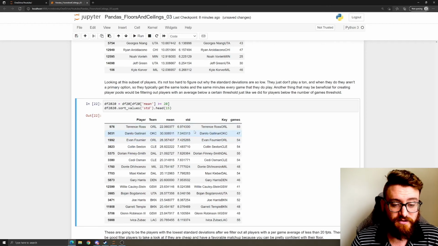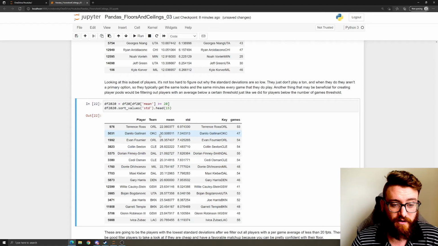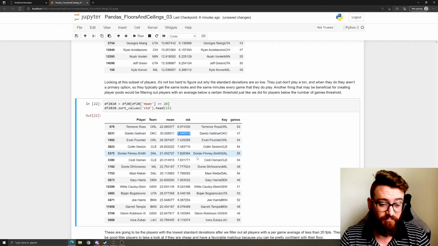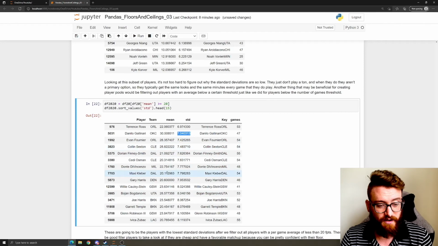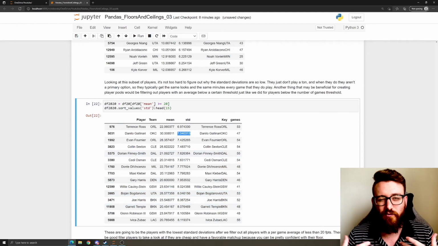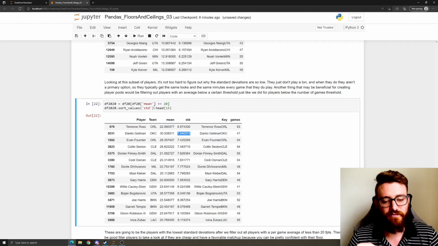And if we look at these guys, they're going to be pretty consistent players. Some of them get a little more action than others. We can see Colin Sexton and Evan Fournier, Gallinari. I mean, Dano's got averaging 30 points a game with the second lowest standard deviation. Like that's pretty good. I mean, the next highest, we're going to have a couple 28s in Evan Fournier, Colin Sexton, Bogdanovich, and then most of them are going to be low 20s at the lower bound of what we're allowing points-wise into this.